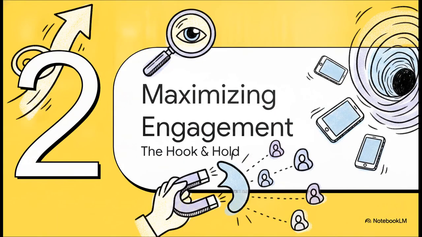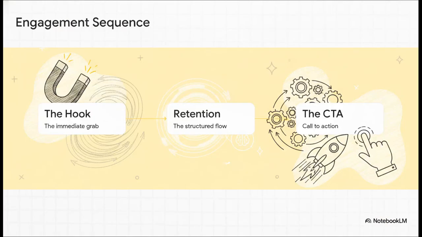Section 2. Maximizing viewer engagement. The hook and hold. Now, what's really interesting here is how this framework engineers human attention into a completely predictable sequence once you actually have those beautiful visuals. The source breaks this down into a highly intentional three-step journey. Step 1 is the hook, that immediate grab-you-by-the-collar moment. Step 2 is the retention pattern, the structured flow that keeps them watching. And Step 3 is the CTA, the call to action.